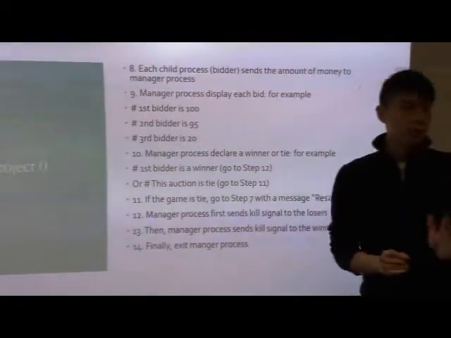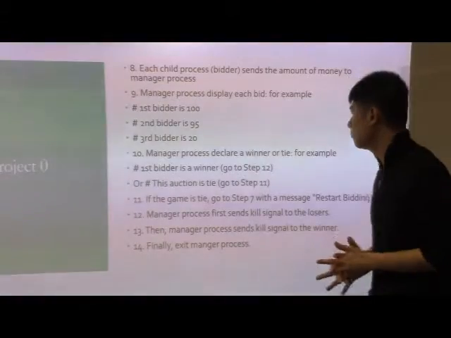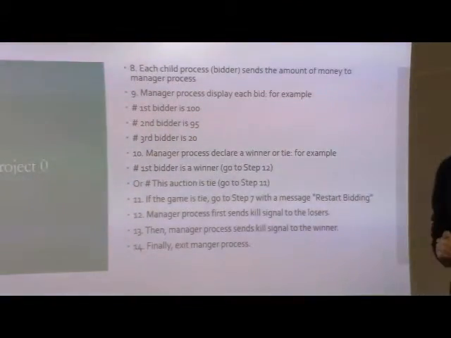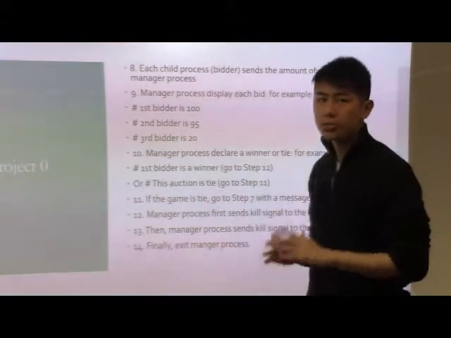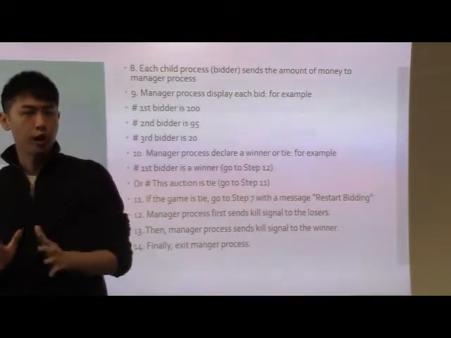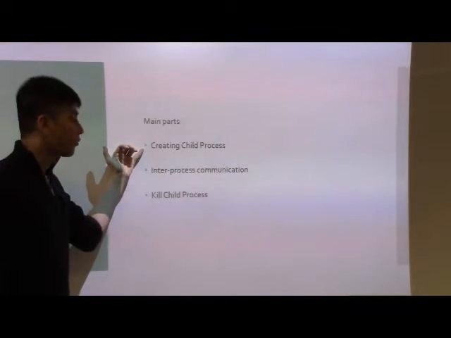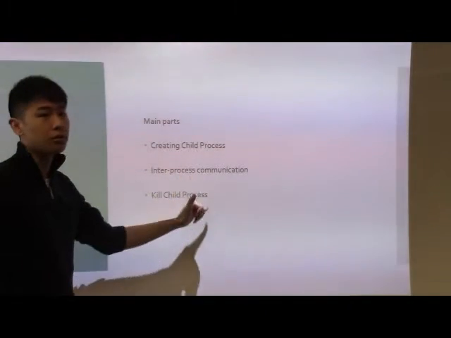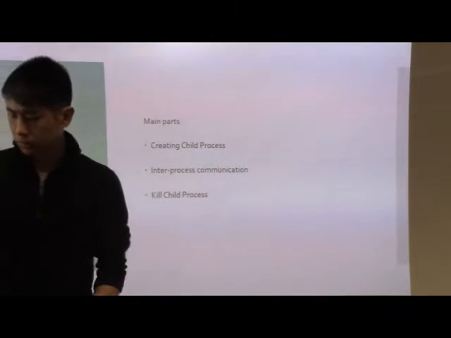After that, the parent process will choose which one is the winner. If it is tied, we return and start again. After that, kill all child processes and exit. In this project, we have three endpoints. First is creating, second is the IPC, and the third is the kill.